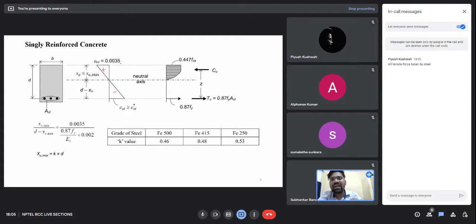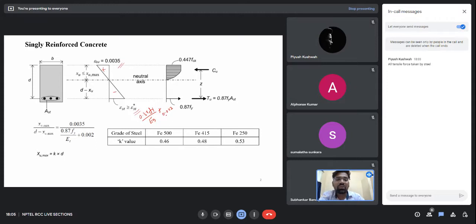Now, I have already told you that for concrete we are taking the ultimate strain as 0.0035. But what strain are we assuming for steel? Can any one of you tell me? For steel, we are assuming the yield strain. That is this value, 0.87 Fy by Es plus 0.002. Let me write it here only. So this is the strain value we are assuming.